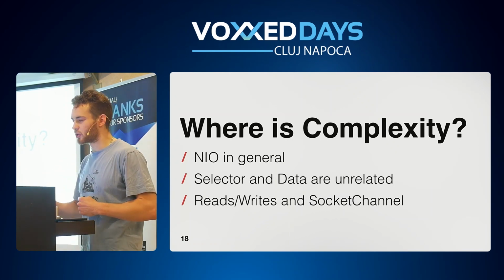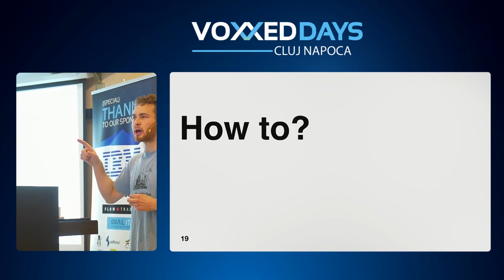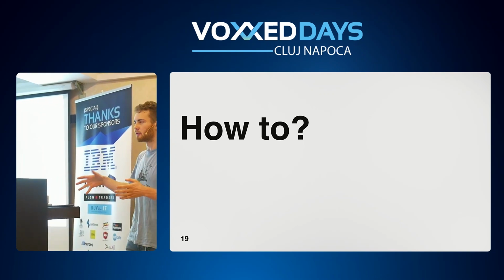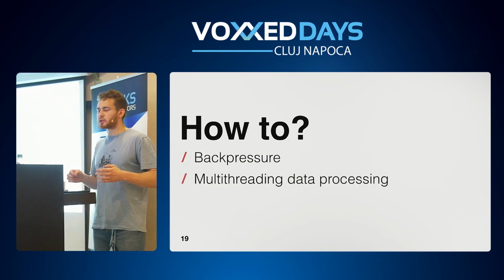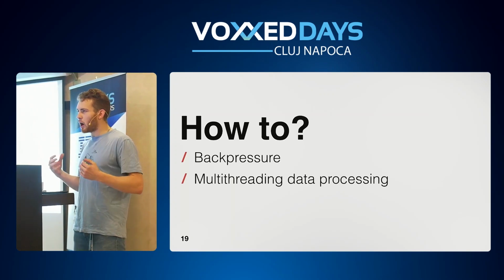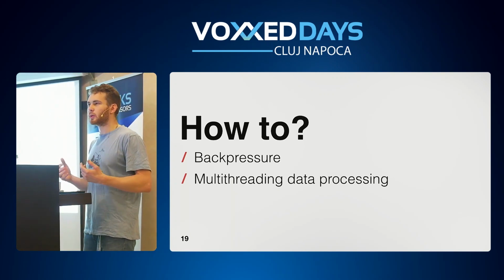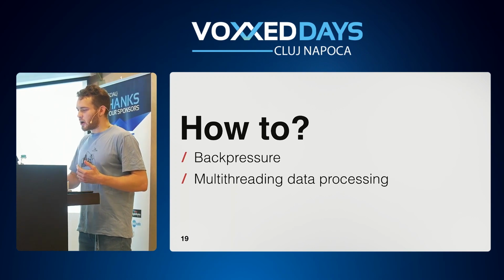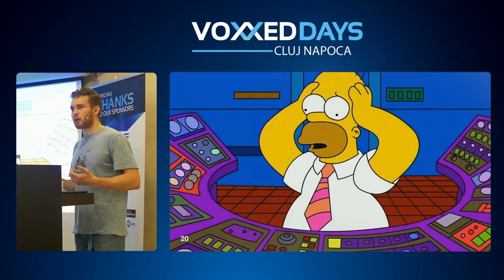In turn, as you can remember, at the beginning we said that we would like to have a pool of workers, so we would like to have some multi-threading and efficient resource utilization in our server engine. And we would like to see, for example, something called back pressure. So we would like to control our reading depending on the availability of the socket channel to write. So how to do that? And I guess there is no simple answer to that question. So it's really hard to work with NIO. It's a complex solution.